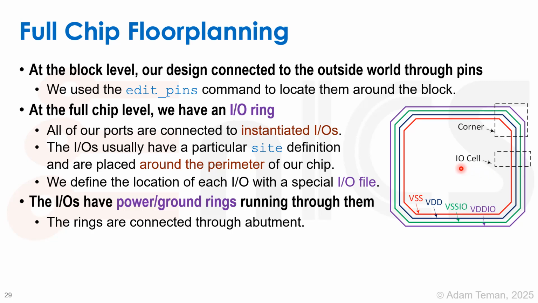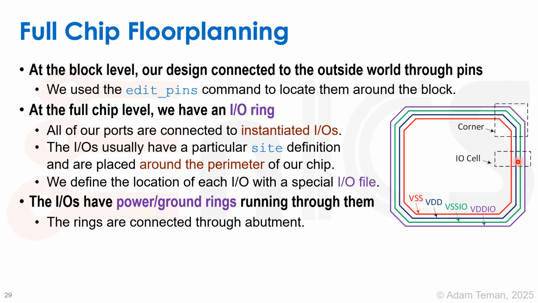The IOs have power ground rings that are running through them, and one of the reasons that we put them in the periphery is that it's easy to make this type of ring that connects everything. The rings are connected through abutment, so we saw in our last video that when we put a digital IO buffer next to a power supply cell, it gets the VDD and VDD IO. And these run around the chip in this ring, so we can see that we have 4 rings running around: VSS, VDD, VSS IO, and VDD IO.